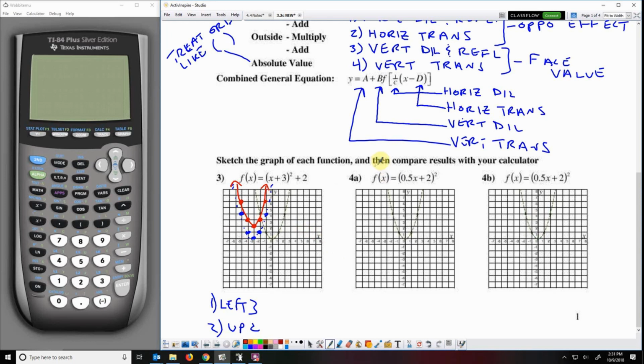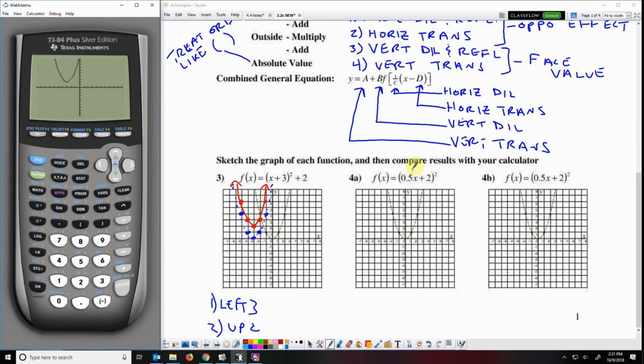Okay, and it does say compare with the results with the calculator, so let's graph that. All right, so we're shifted 3 to the left and up 2. That looks about what I've got on that graph. All right, so next. It looks like a horizontal dilation.